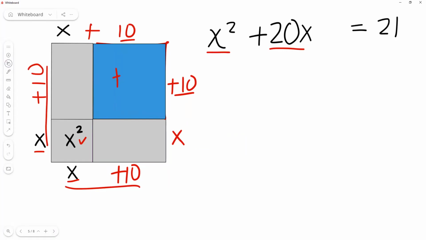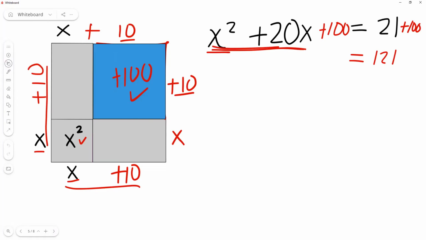So this is going to be plus 100. Now, what we've done is we've taken the quadratic and we added 100 and we made it into a bigger square. You see that? That's the important idea. Now, if we add 100 to the left-hand side, we also have to add 100 over here. So that means we've got a bigger area now. It's no longer 21, it's 121. 21 plus 100 is 121. So that's our new area.